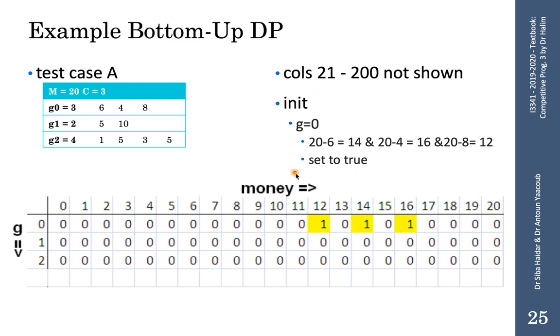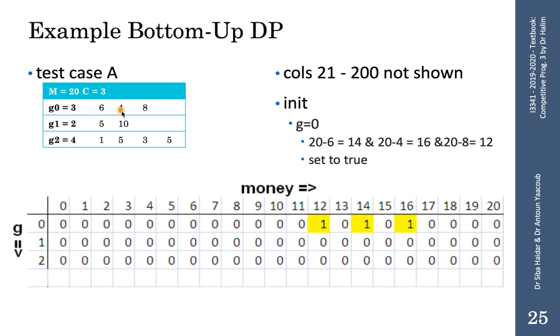And then we will initialize this table to false, except for the reachable states for garment 0. What are the reachable states? Remember, the second dimension is the money we have left, and the first dimension is the garment. So for the garment 0, if I have $20, can I buy the garment that costs $6? Yes, I can. What money do I have left? I have 20 minus 6, 14. So I initialize the entry 0, 14 to true.